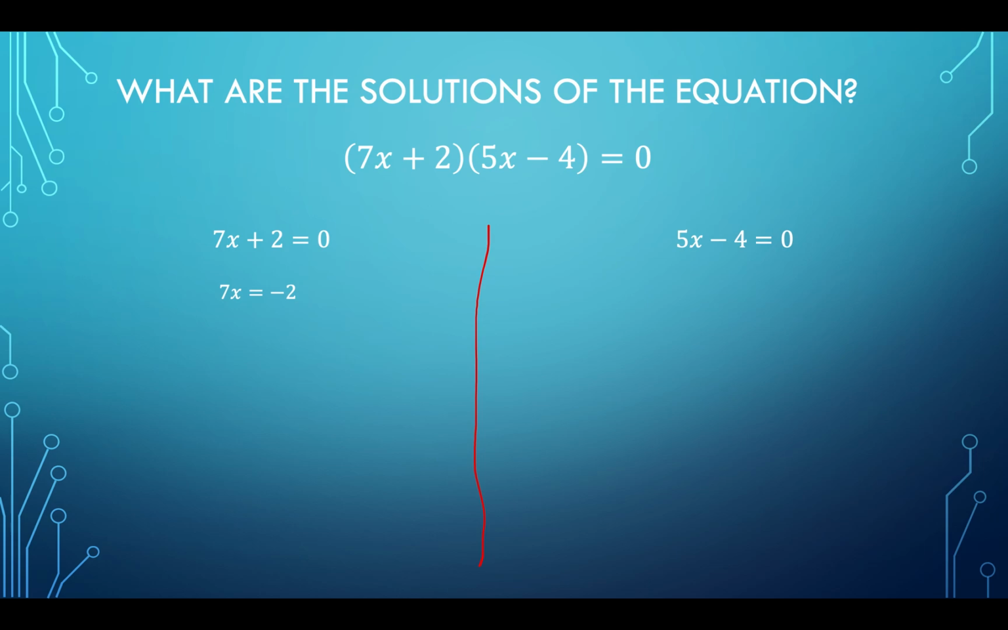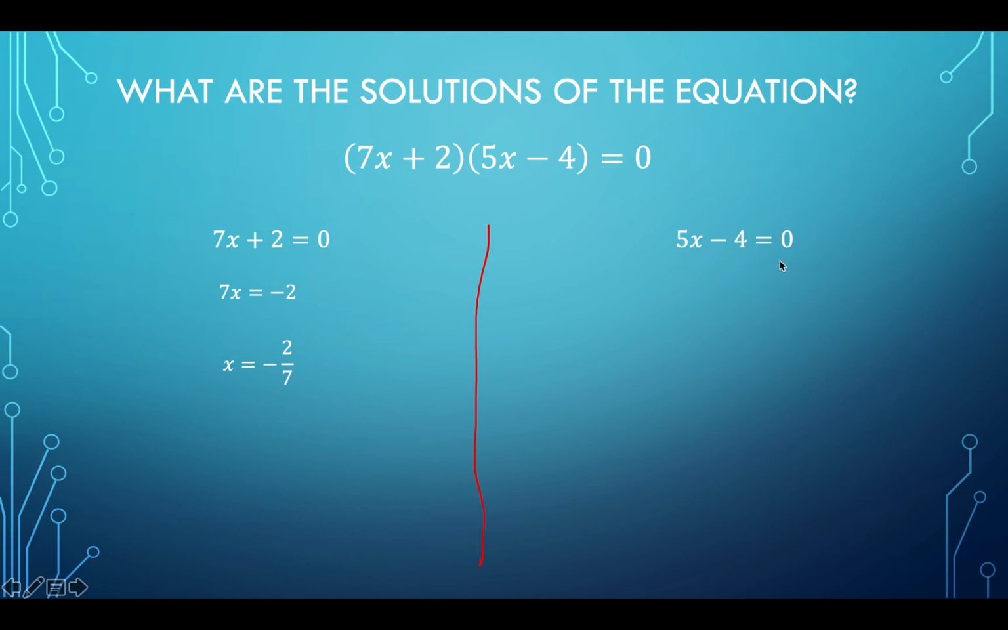Now, what do we have to get by itself? We have to get x. So what are we going to do with that 7? We're going to divide each side by 7. When we go ahead and do that, we get x is equal to negative 2 over 7. So now that we've got what x is equal to, we're done with this problem. Now let's work with this one.